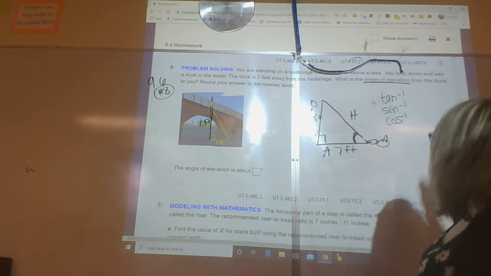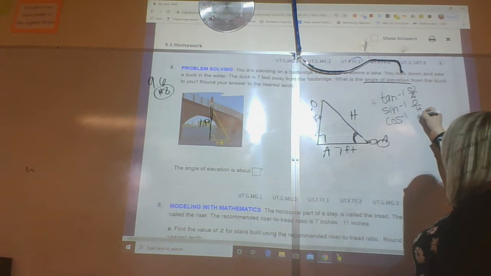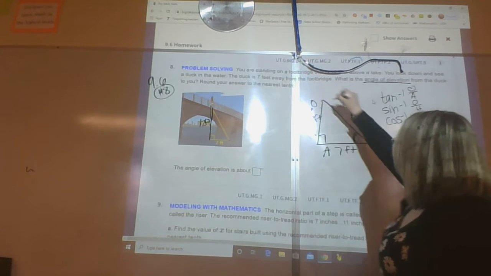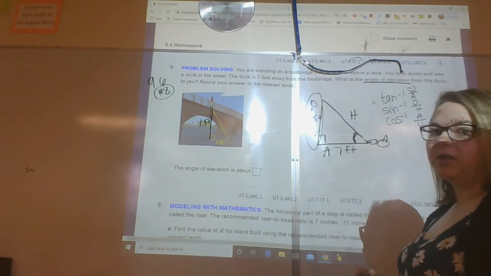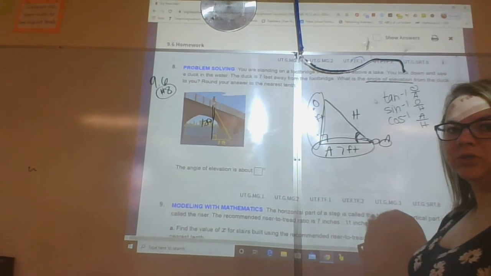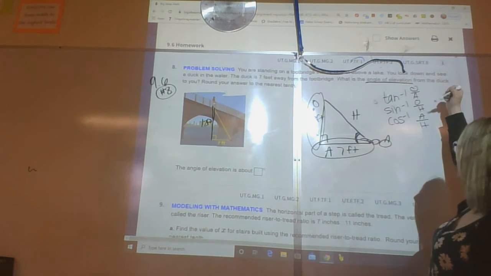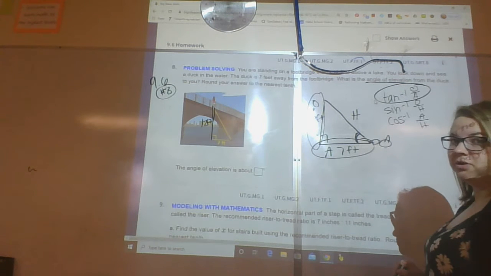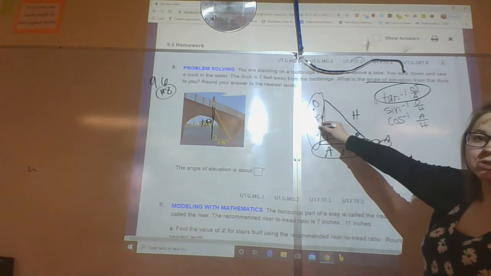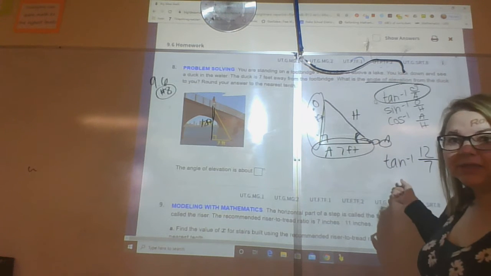Okay, well, tangent is opposite over adjacent, sine is opposite over hypotenuse, and cosine is adjacent over hypotenuse. So what do we have? Well, we have this side here, my opposite side, and we have the adjacent side. So let's see if I can get that glare out of there. So we're going to do, the only one that has opposite and adjacent here is tangent. My angle of elevation is going to be my tangent inverse, my opposite side, which is 12, over my adjacent side, which is 7. I'm going to stick that in my calculator.